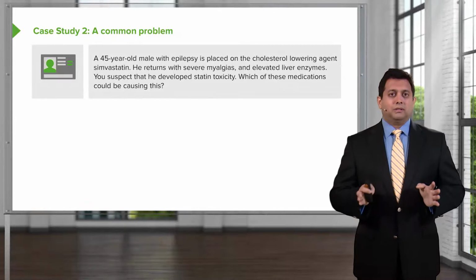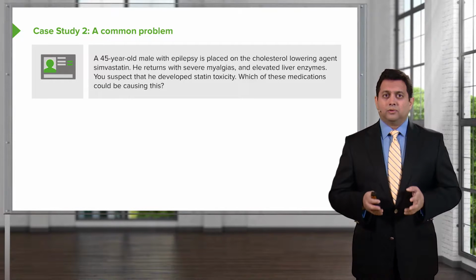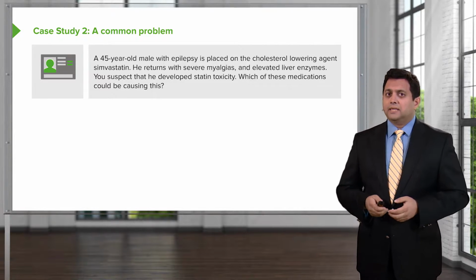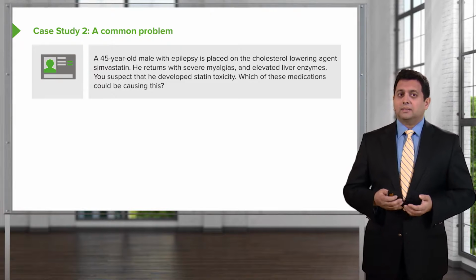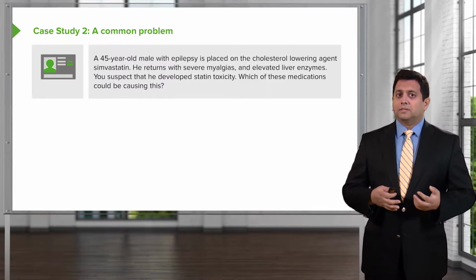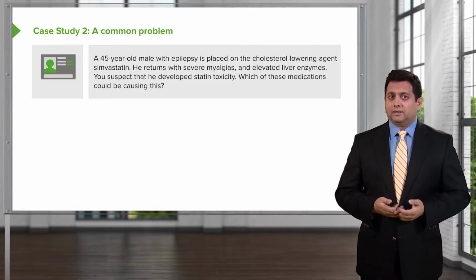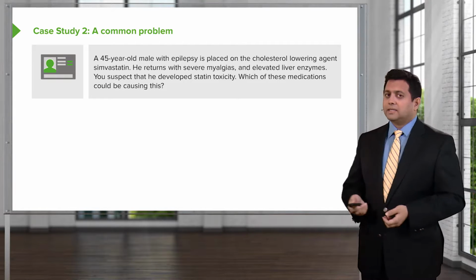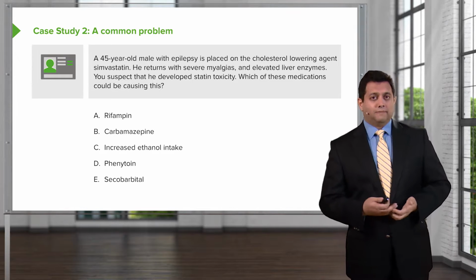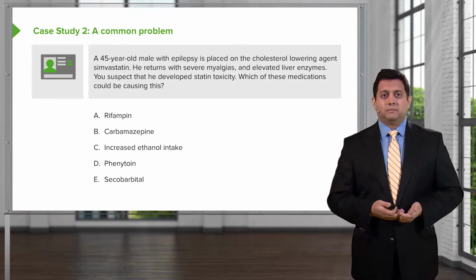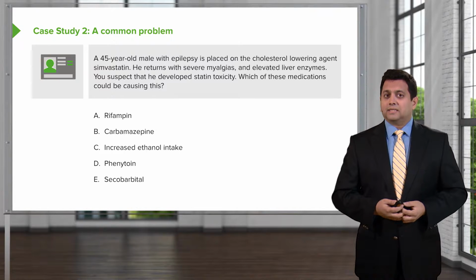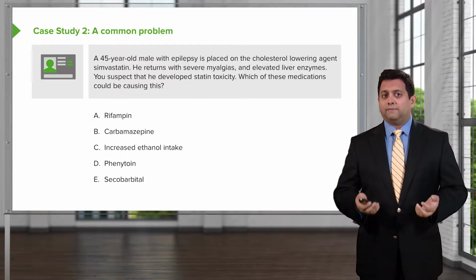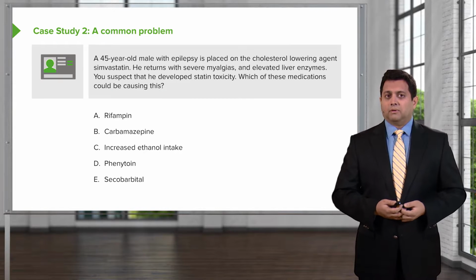Let's do a question on a common problem. A 45-year-old male with epilepsy is placed on the cholesterol-lowering agent simvastatin. He returns with severe myalgias and elevated liver enzymes. You suspect that he developed statin toxicity. Which of these medications could be causing this? Could it be rifampin? Could it be carbamazepine? Could it be an increase in alcohol intake? Could it be phenytoin? Or could it be secobarbital?